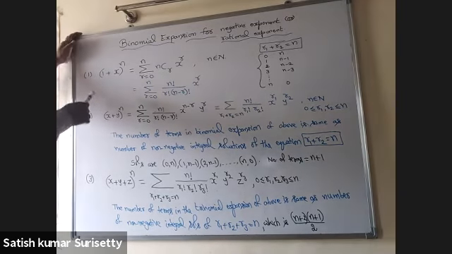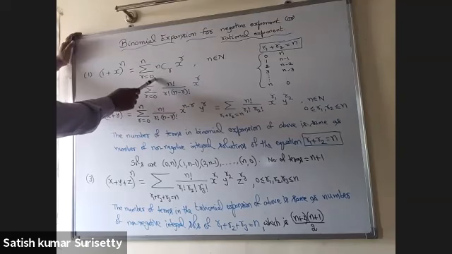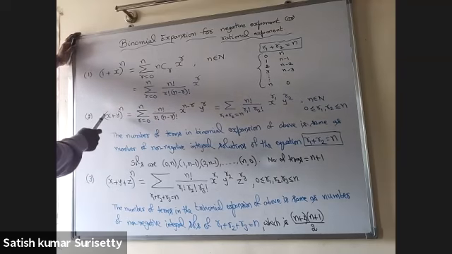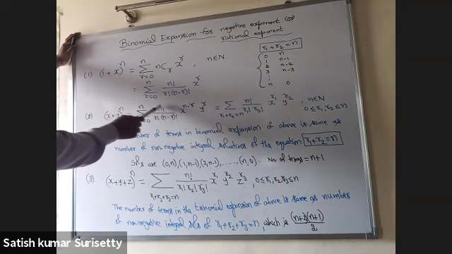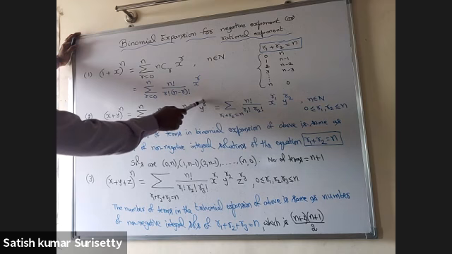So the binomial expansion (1 + x)^n in sigma notation is sigma r = 0 to n, nCr x^r. Now, (x + y)^n in sigma notation is sigma r = 0 to n, n factorial upon r factorial into (n - r) factorial, x^(n - r) y^r.